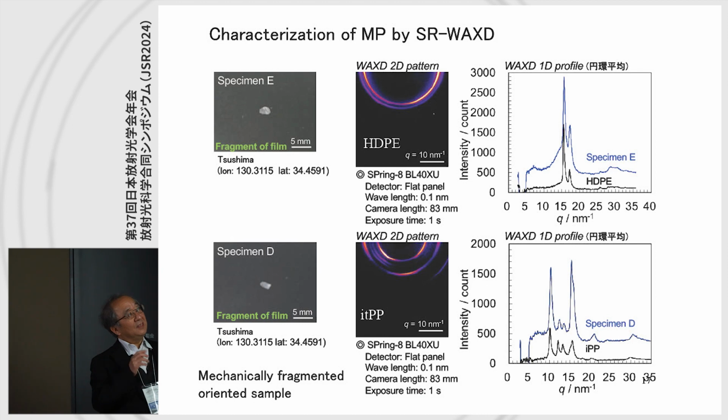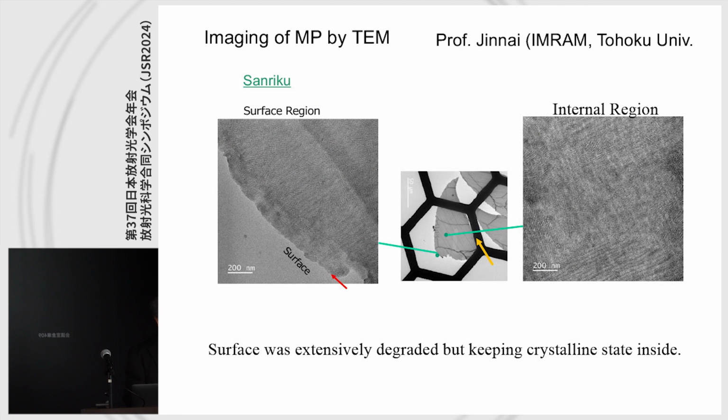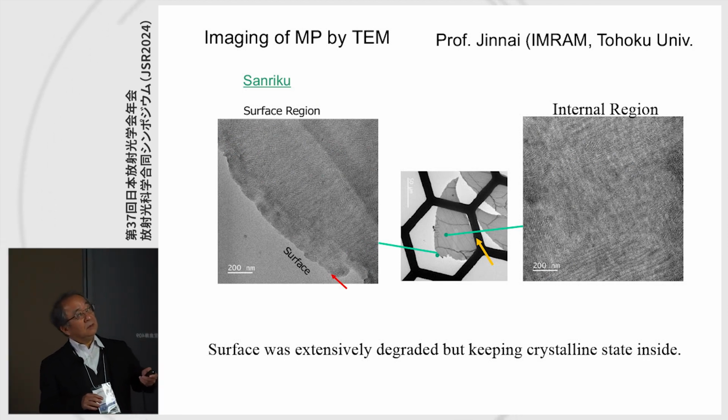This is an example of the synchrotron radiation. It is easy to characterize the structure, like a crystalline peak. One of the important things is that this shows the orientation, and that means that only the amorphous phase is extensively degraded. We also carried out a TEM measurement on a cross-section stained with ruthenium oxide. In this case, in the internal region, we can see the crystalline lamellae.